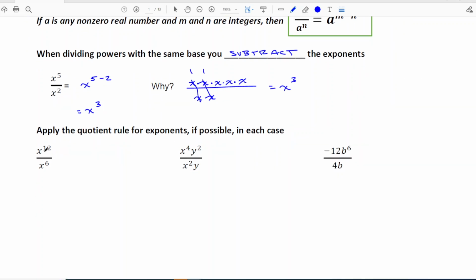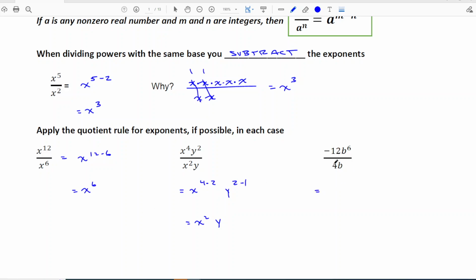So for this one, I have x to the 12 over x to the 6. So now there's 6 x's that are going to take out 6 of these from this 12. So you've got x to the 12 minus 6, which would leave you with x to the 6. If I put in some more variables here, it's bases with like bases. So x to the 4 minus 2, y to the 2 minus 1 would leave you with x squared, y to the 1, and we don't write the 1.